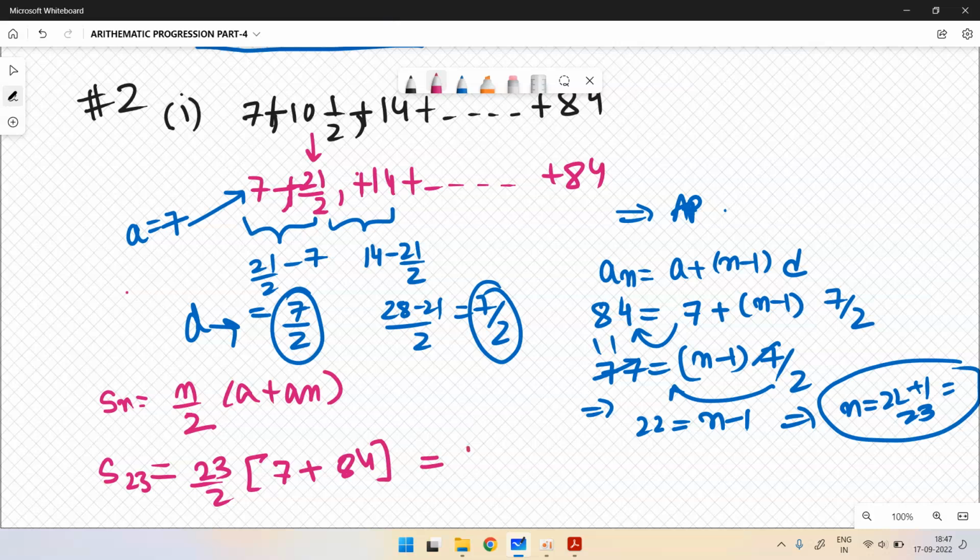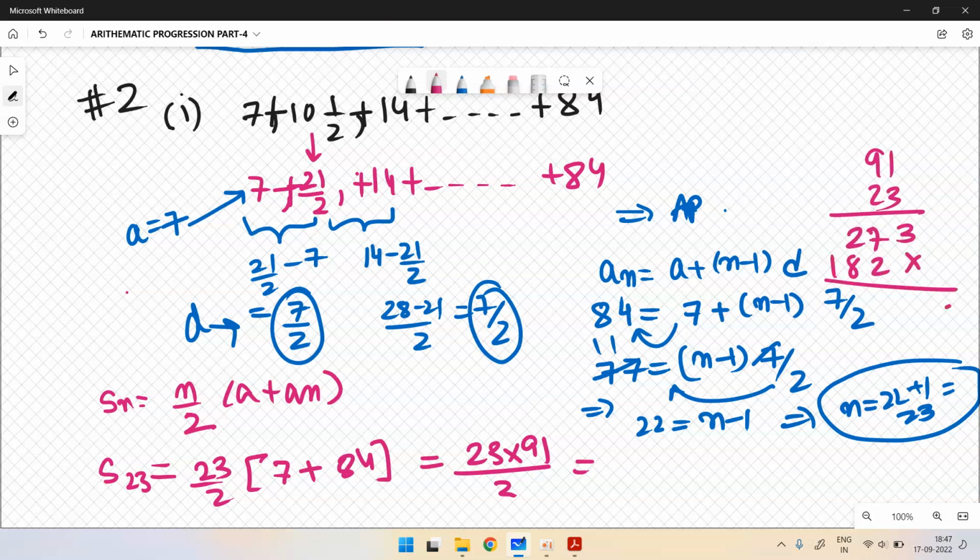21, 91, 23 into 91 by 2. And if you open, this is 91 into 23, 327 into 218, it is 392093. This is 2093 by 2, which is the answer. This is your final answer.